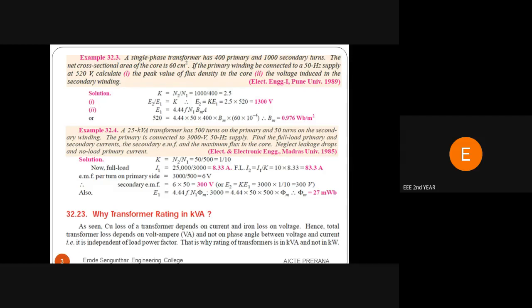So the two losses depend upon the voltage and current only, not upon the phase angle between voltage and current. Hence the total losses of your transformer depend upon the volt-ampere, that is VA, not on the phase angle between voltage and current. So it is independent of the load power factor. It depends only upon the voltage and current. That's why it is rated in kVA, not in kilowatt. It is an important thing. We have to remember these points compared to other machines.